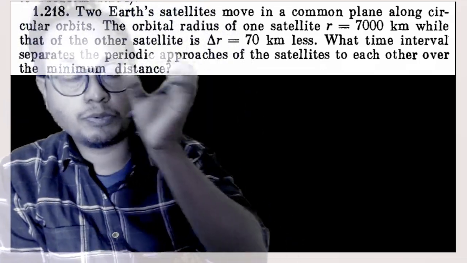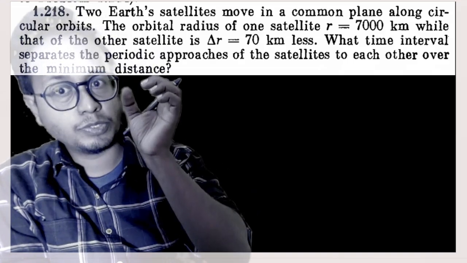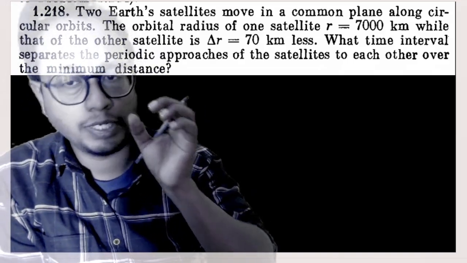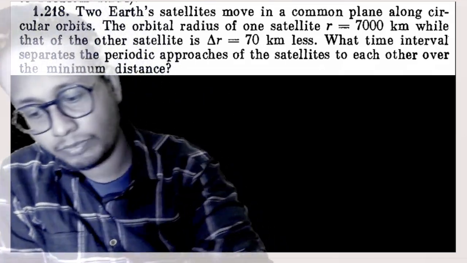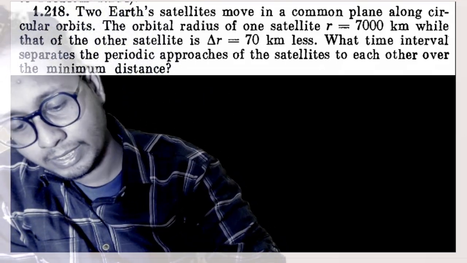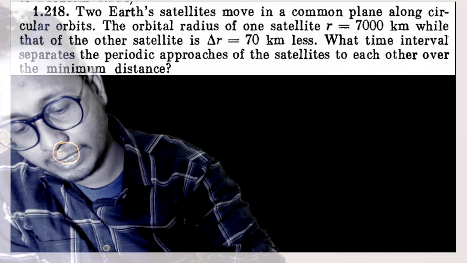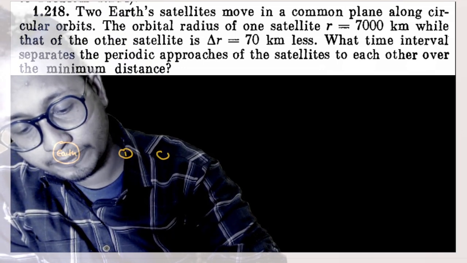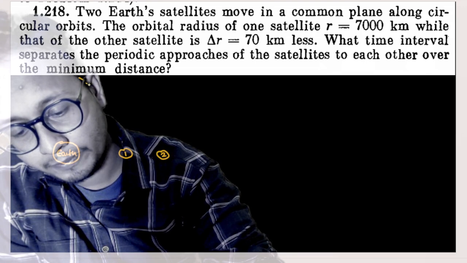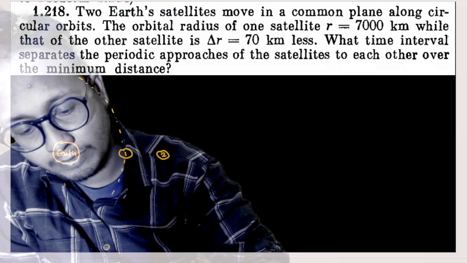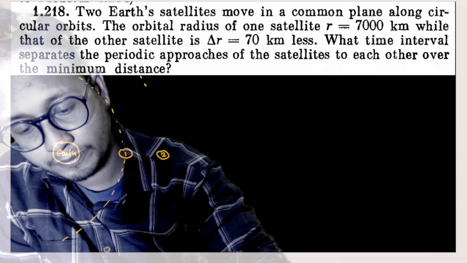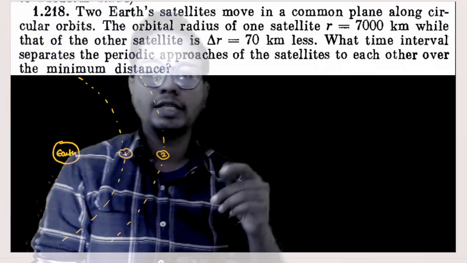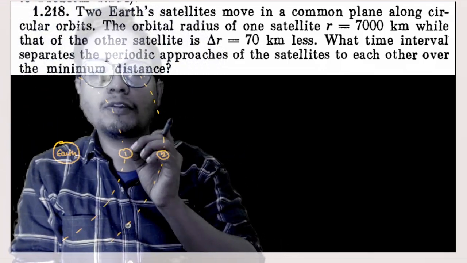We're at question 217. We completed question 217 in the previous lecture. In this lecture, we'll start with question number 218. The question says that there is a central planet, let's say Earth, and two satellites are revolving around Earth in a circular orbit. The question is asking: what is the time period of the second satellite around the first satellite?